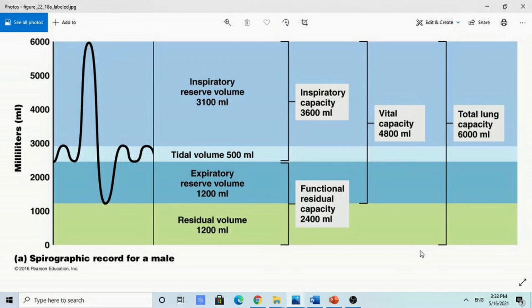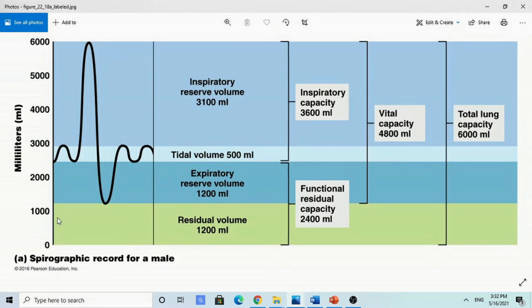And the results found during spirometry are best represented with a graph shown here. The vertical axis, or the y-axis, of this graph represents the volume of air we have in our lungs at any given moment, whereas the horizontal axis, or the x-axis, represents time. So the important part is the vertical axis.